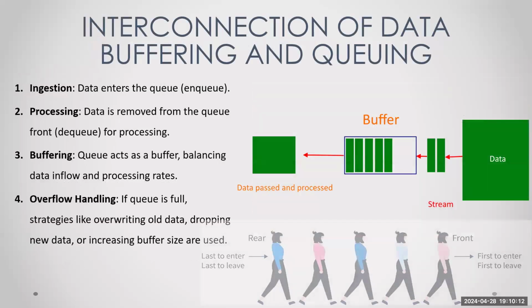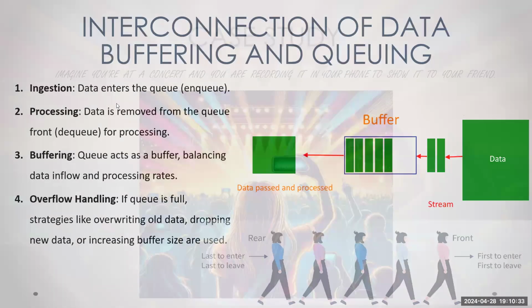Because what was a queue? A queue was a linear data structure that follows the first in, first out principle. It stores certain values for a certain time before they are let out. And that's exactly what data buffering is. So here in this case, we're using a queue as a buffer. So again, ingestion, that is data entering.